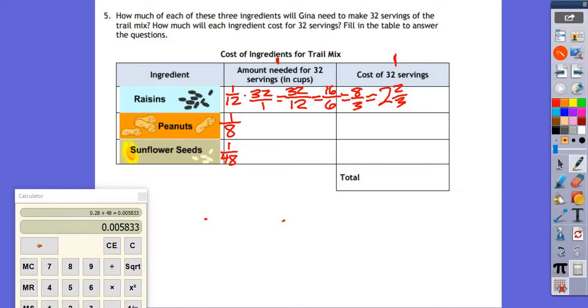Okay, let's see how much peanuts I need to buy. I need 32 servings, so 32 over 1 times 1/8. I get 32 over 8, and that is exactly 4. So how many cups of peanuts do I need? Exactly 4 cups will make 32 bags. For the raisins, I didn't simplify. I just did 32 over 12, put 2 and 8/12, then simplified it. That's wonderful. I like the other method.